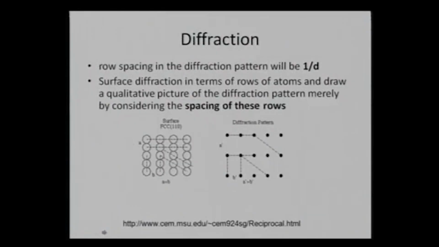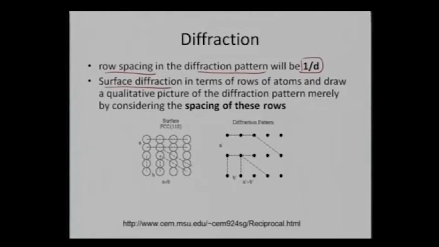Seeing it in a different manner, in my diffraction, once the diffraction is occurring, my row spacing in the diffraction pattern has become 1 by d. So initially when I had an interplanar spacing of d, it becomes 1 by d in my reciprocal spacing.